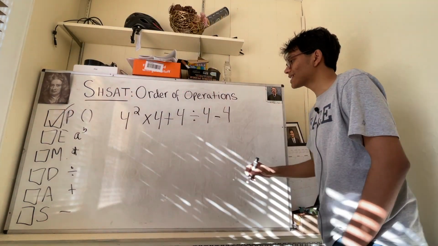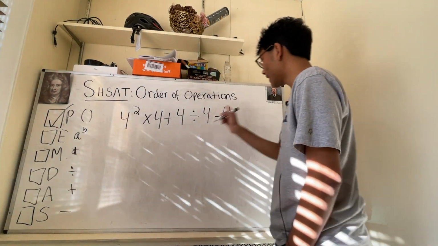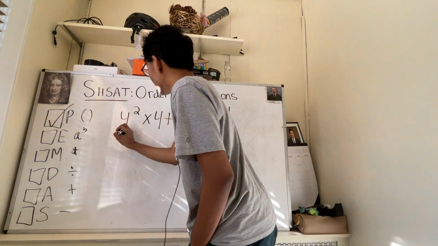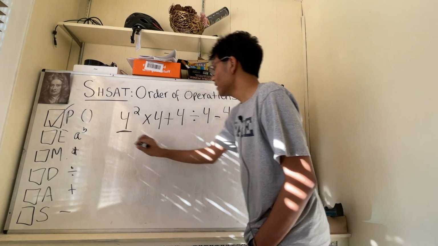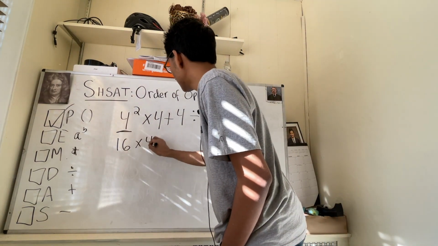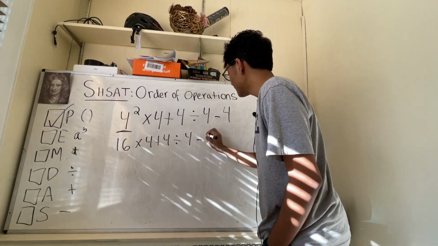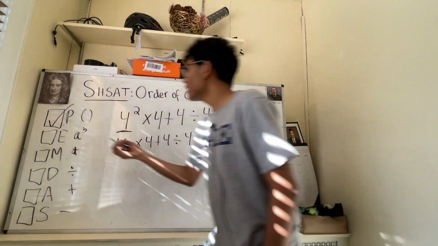Next one up, exponents. Do we have any exponents? Anything that looks like a to the b? Yes, we do. 4 squared. What's 4 squared? That's 16. Drop everything else down. Times 4 plus 4 divided by 4 minus 4. And we're done with exponents.